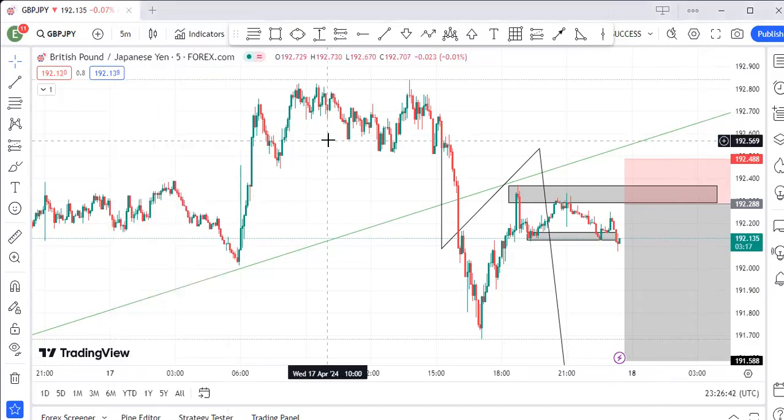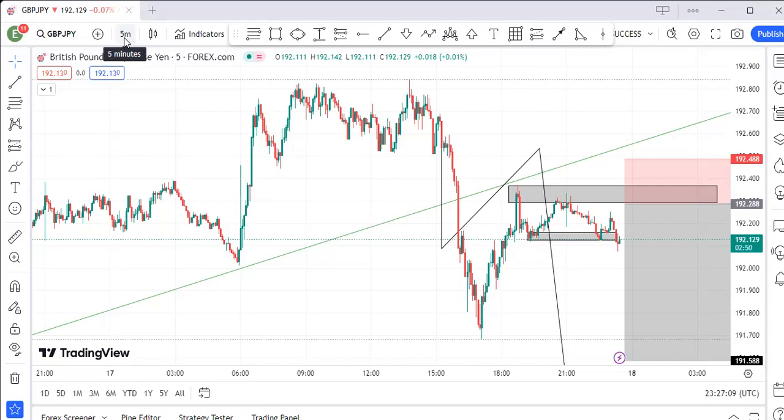So this is GBPJPY. I've actually not been trading this pair for quite a long time, but how I got to open it today is one of my mentees sent me a screenshot of the setup, and wanted to know, boss, can I enter this? So I went on my system and started to analyze this pair. I'm going to show you guys how I did my top-down analysis on GBPJPY.